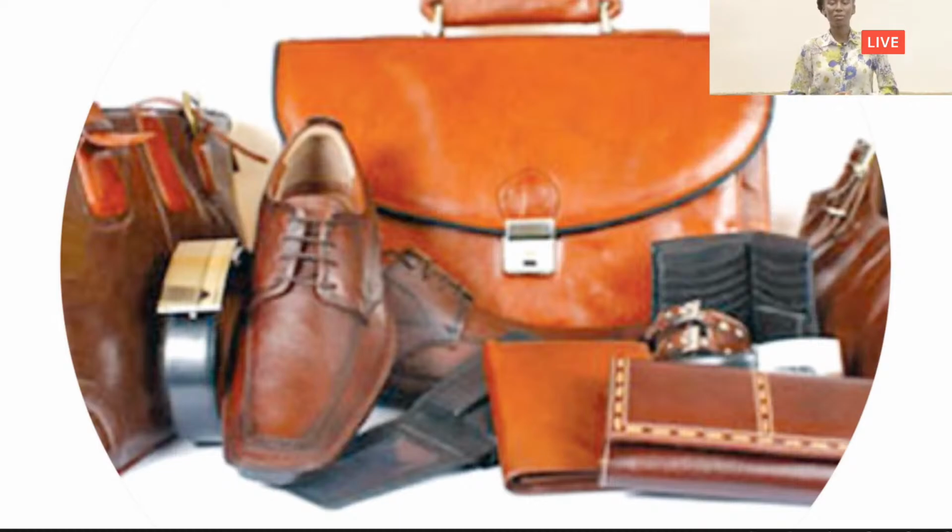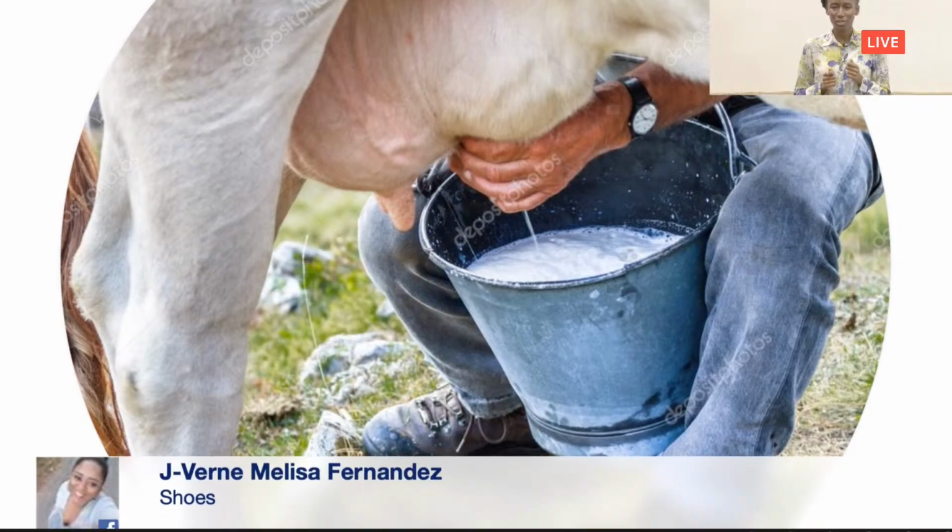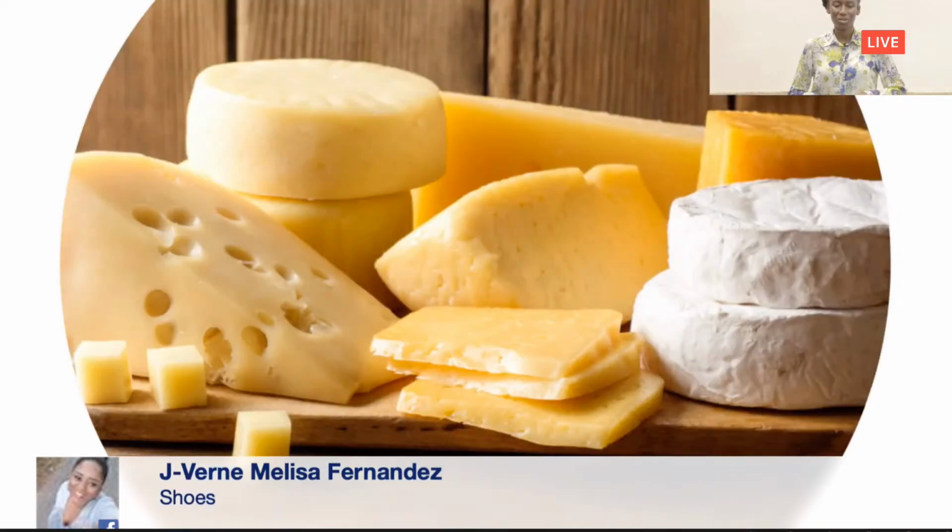Now let's look at the next thing we get from the cow. What is the man doing here? What is he doing? He is getting milk. And what do we get from the cow? We know we get milk from the cow. And you can drink the milk like that. And also you can turn the milk into something else. Do you know what we can turn the milk into? Let's look at the next slide and see what we can turn the milk into.